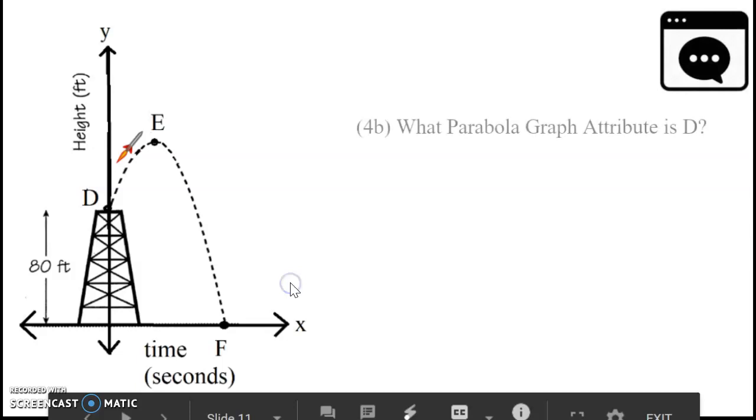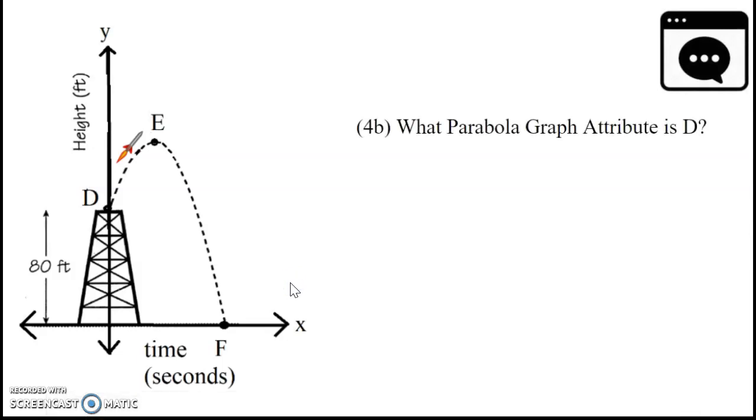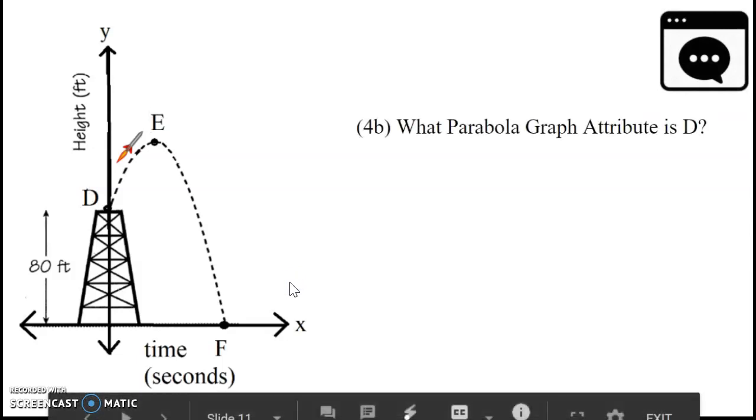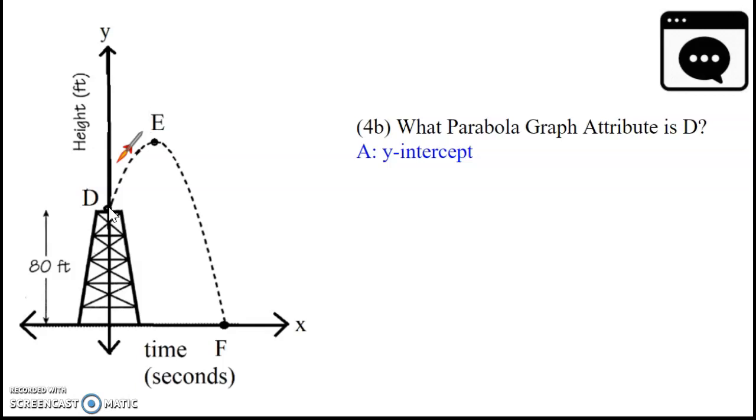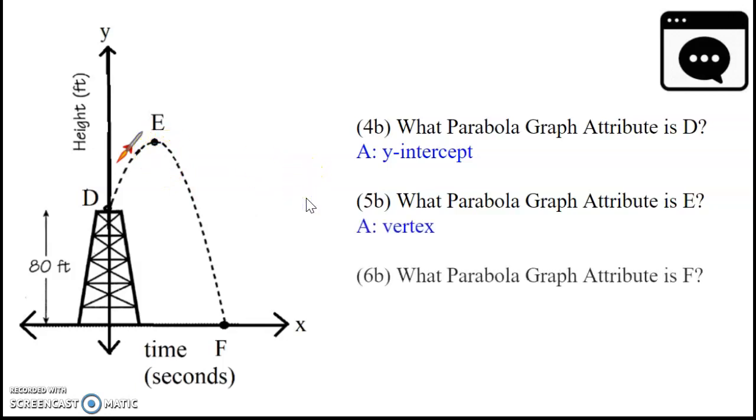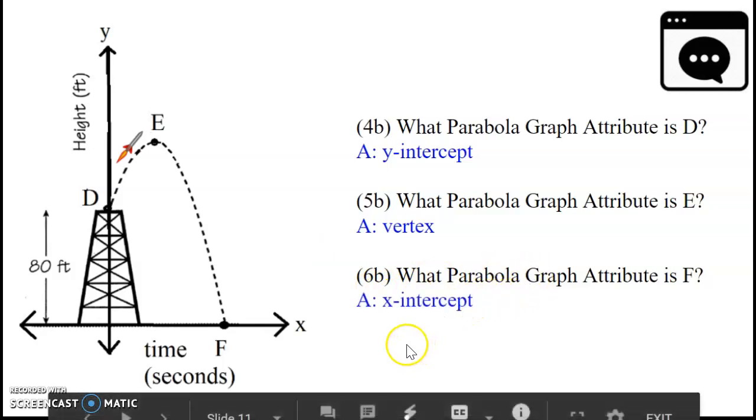What parabola graph attribute is D? We said that's when it starts, so what do we call that? That's called the y-intercept. What parabola graph attribute is E? That's the vertex. What about F? F is the x-intercept. It's where the graph crosses the x-axis, so it's the x-intercept.